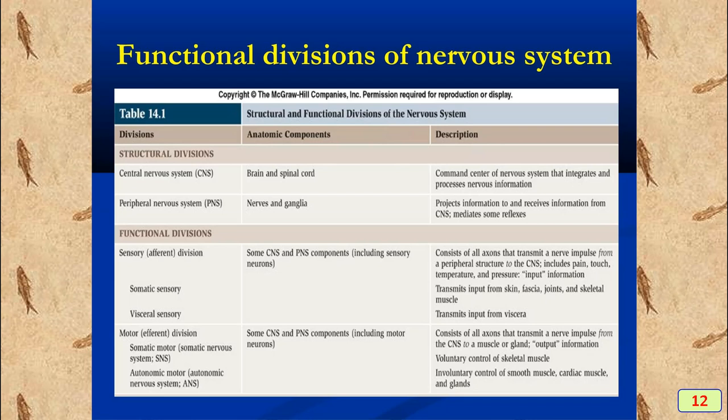It consists of all axons that transmit a nerve impulse from the central nervous system to a muscle or gland, or they make an output information and voluntary control of the skeletal muscles and involuntary control of smooth muscle, cardiac muscle, and glands especially.